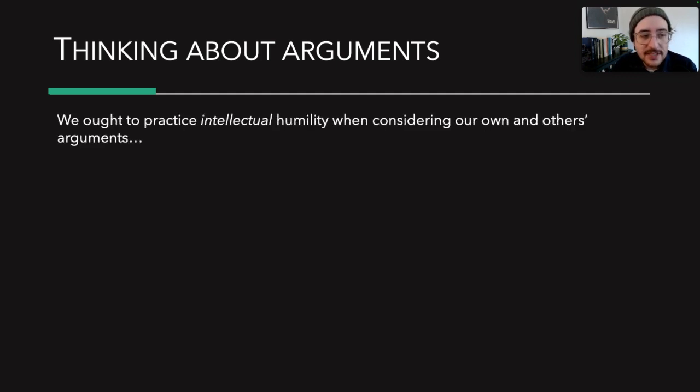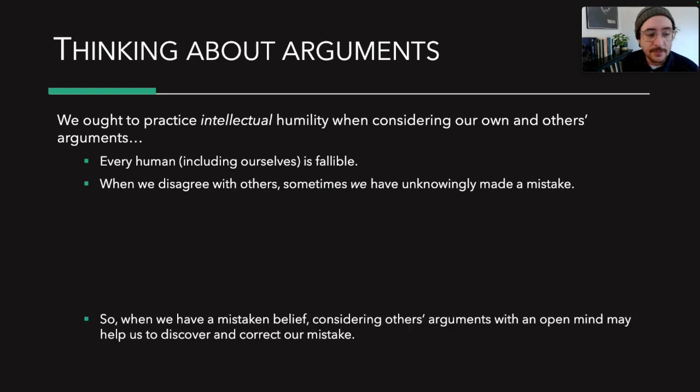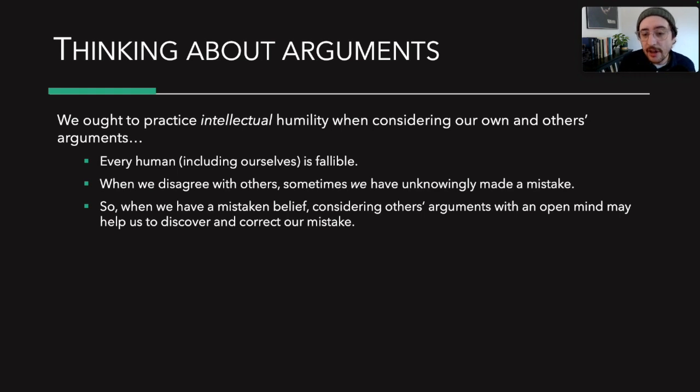When we engage with arguments, I want to suggest that we ought to practice a kind of intellectual humility when considering our own and others' arguments. Every human being is fallible, including ourselves. Other people make mistakes, but we also know that we make mistakes. And so when we disagree with others, sometimes they've made a mistake, but sometimes we've unknowingly made a mistake. And if we're the ones that have made mistakes, by considering other people's arguments with an open mind, that increases the chances that we'd be able to discover and correct the mistakes that we've made.